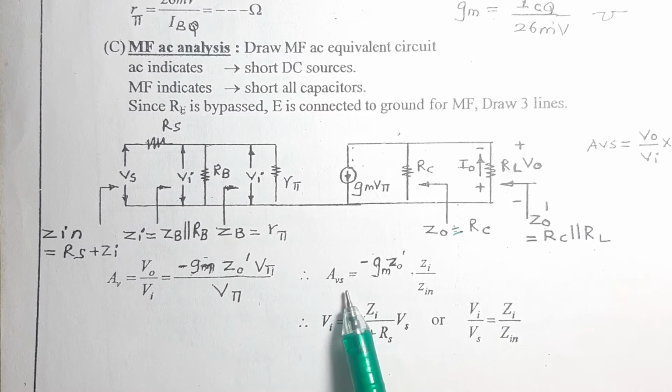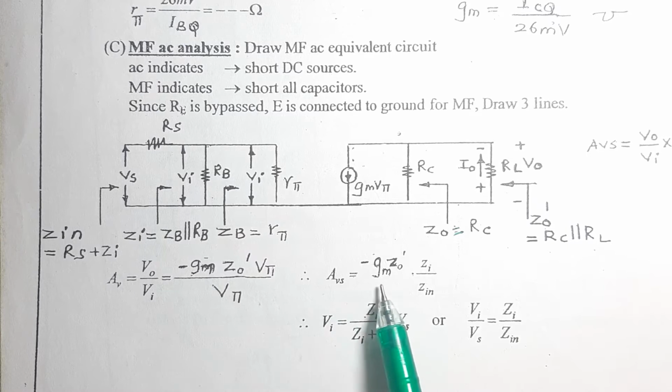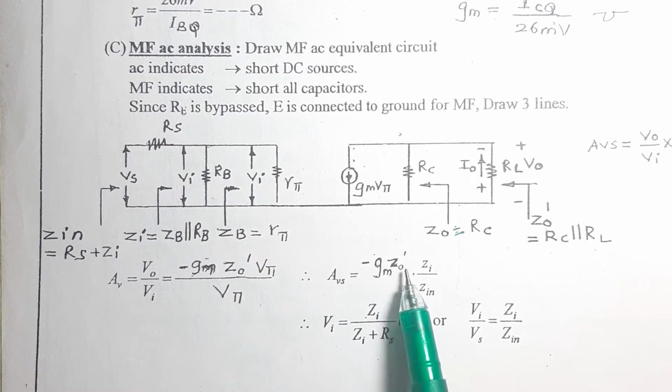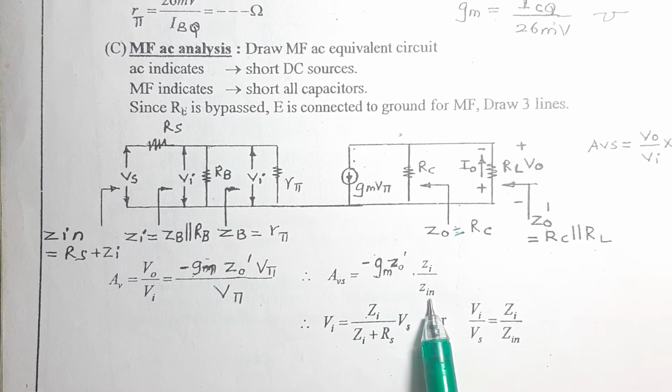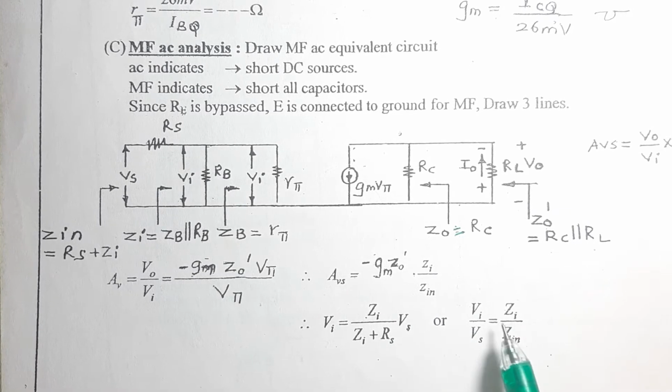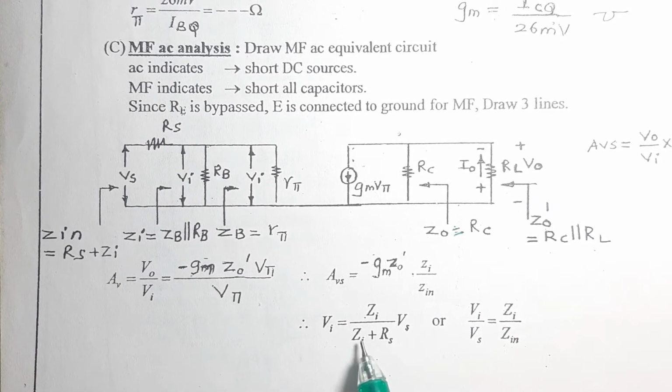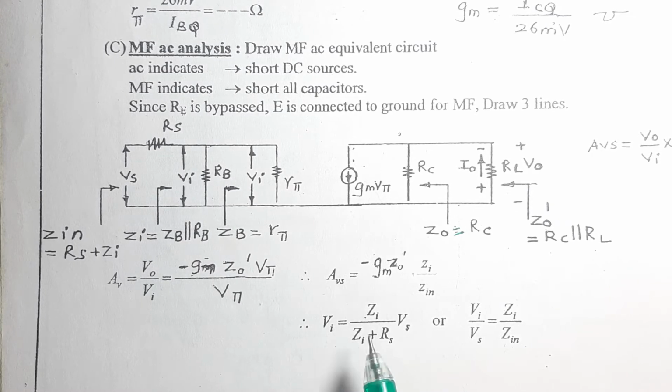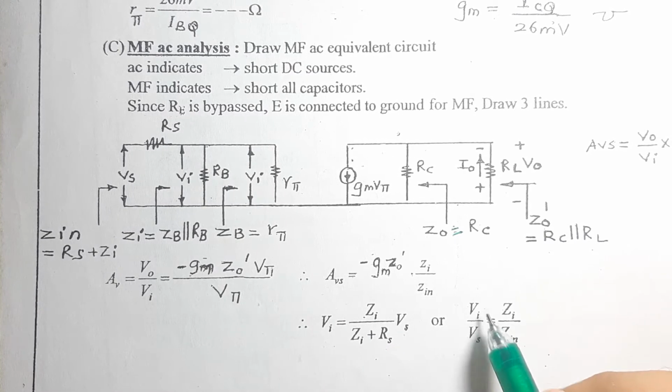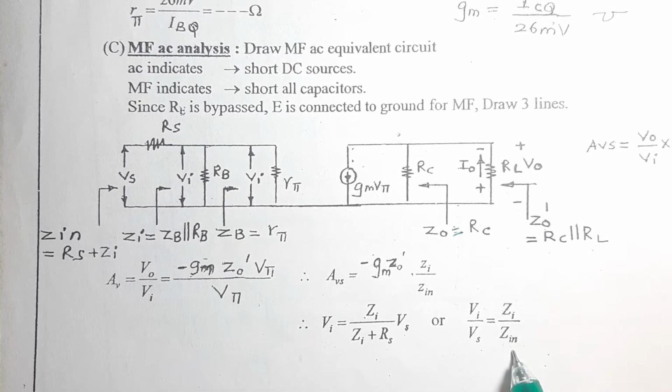If it is asked to find the formula of AVS, then AVS is given as minus gm into ZO dash into ZI by Zin. Now ZI by Zin is nothing but Vi by Vs. In other terms, we can equate that Vi is equal to Zi by Zi plus Rs into Vs. So your Vi by Vs is nothing but Zi by Zin over here.